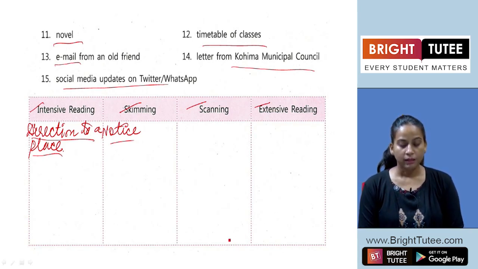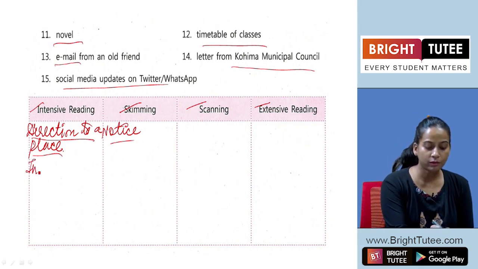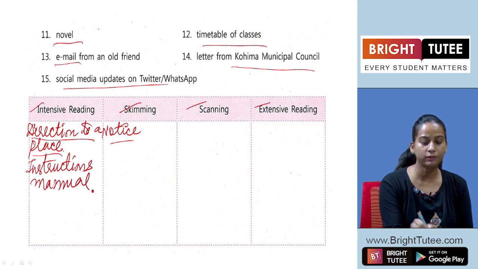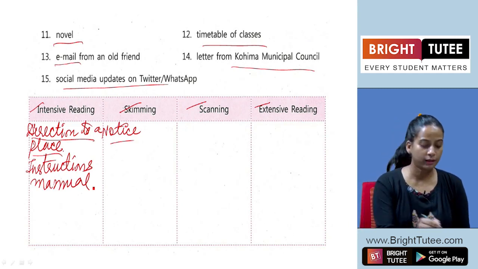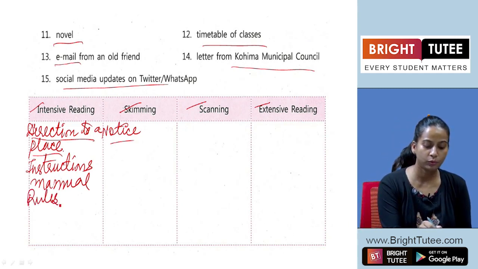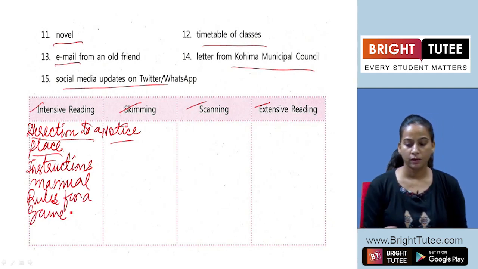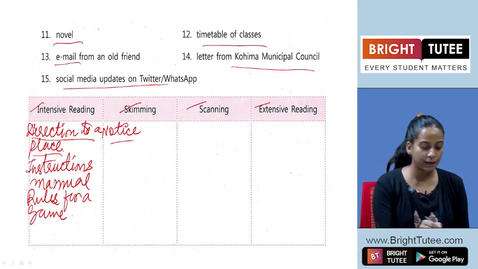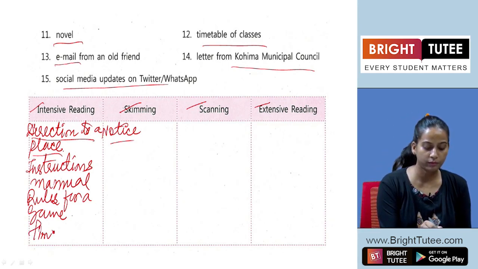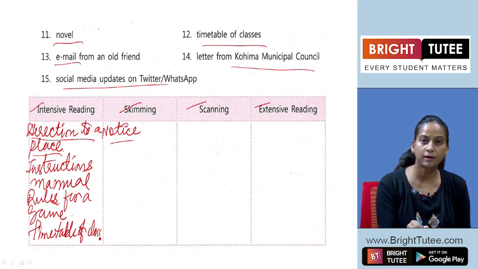Next one, instruction manuals can also come under that. Instruction manual is also going to be there. Another one, rules for a game. And the next one can be timetable, that is number 12, timetable of classes.